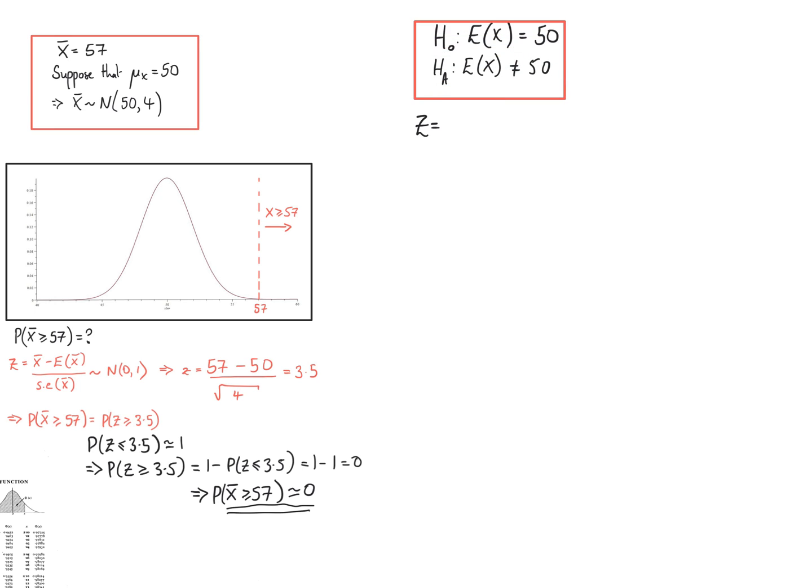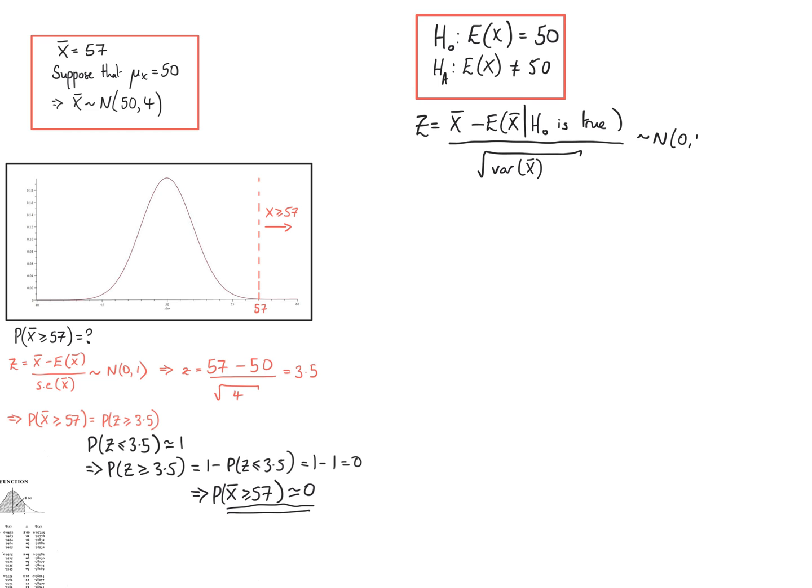Now in order to test this, we're going to standardize our sample mean by taking x bar minus the expected value of x bar, conditional on H0, the null hypothesis, being true, and divide through by the standard error of x bar, which is the same as the square root of the variance of x bar. And that z statistic will be normally distributed with expected value 0 and variance 1, if the null is true. So our z-score is 57 minus 50 divided by the square root of 4, which gives us a z-score equal to 3.5.